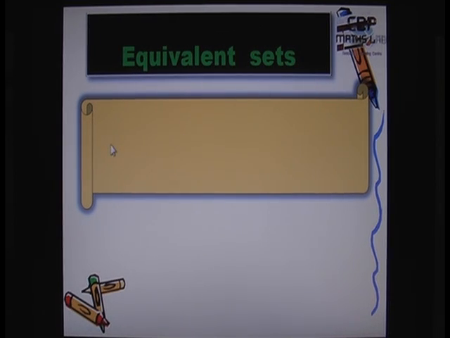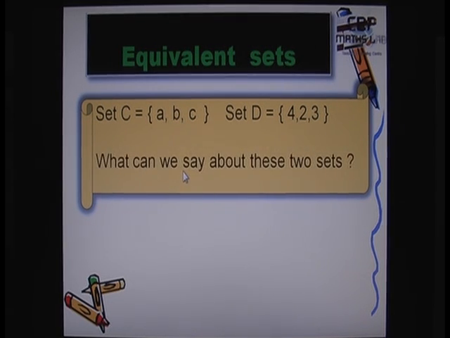Our next concept, equivalent sets. Can you tell me what's the difference between an equivalent set and an equal set? Let's see. Now there are two different examples here. So set C is what? A, B, and C, and set D is equal to 4, 2, and 3. What do you notice? How many elements does set C have? 1, 2, 3. And how many elements does set D have? 1, 2, 3. So guess what? They have the same number of elements, but they have what? Different elements. So what can we say about these two sets? Once again, they have the same number of elements, but different elements. So therefore, they are equivalent.